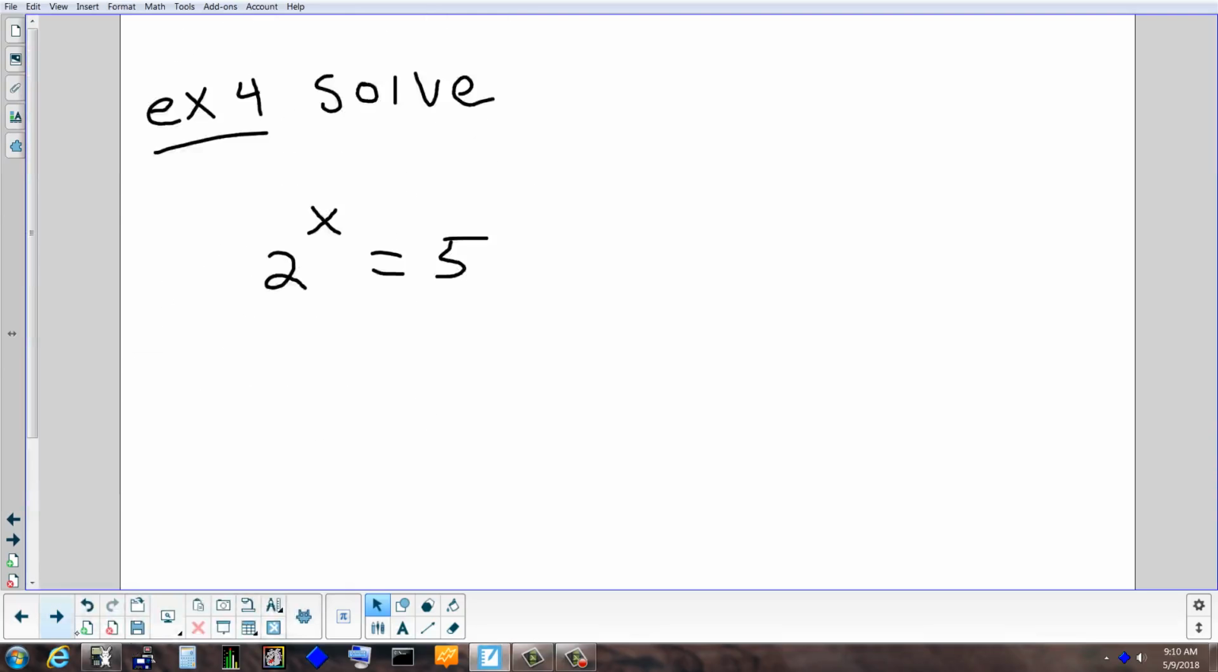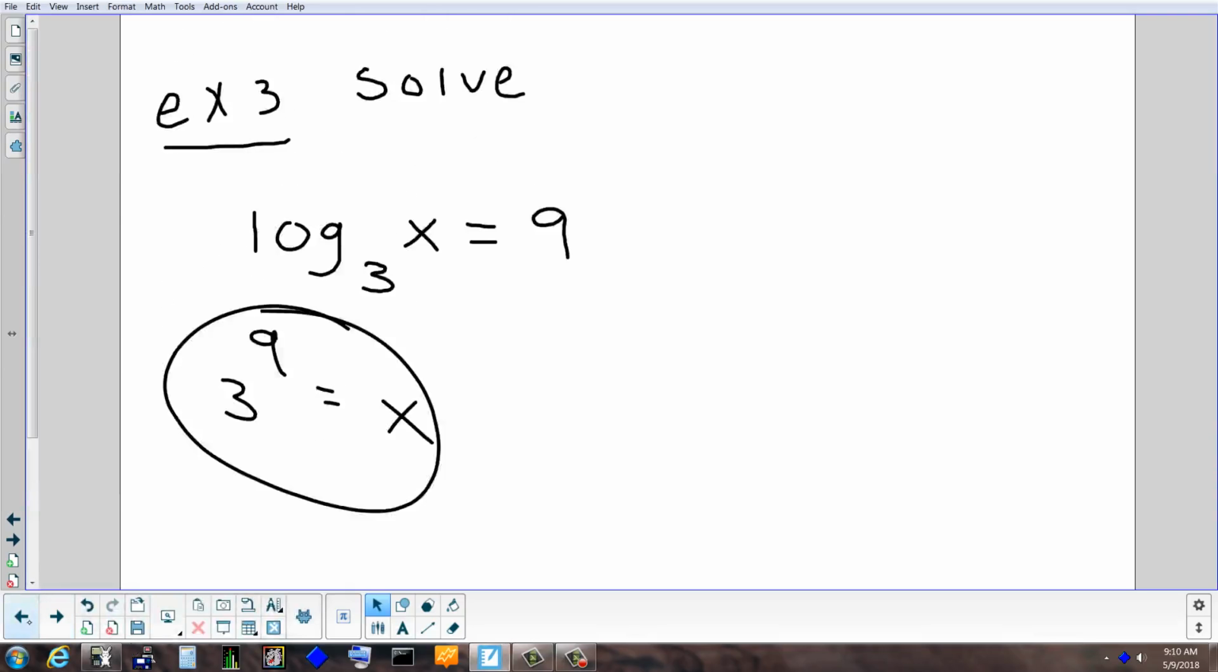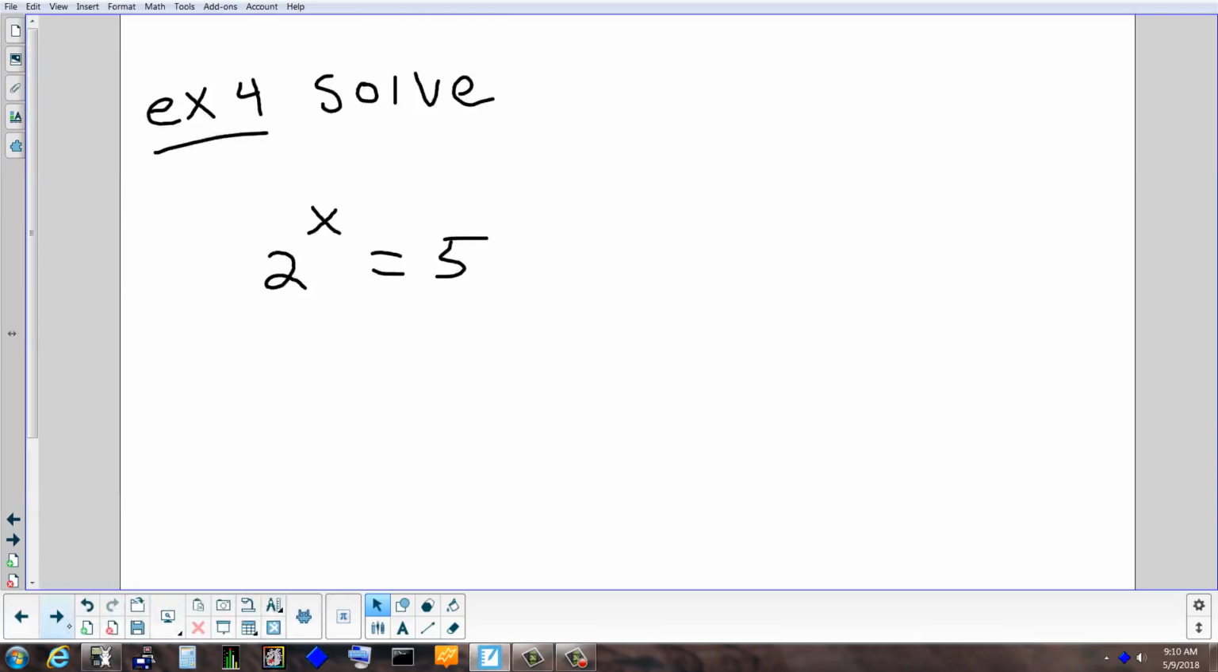All right. Let's look at this one. Little different because that was an equation in log form. That's an equation in exponential form. So now, what could I do with that equation?